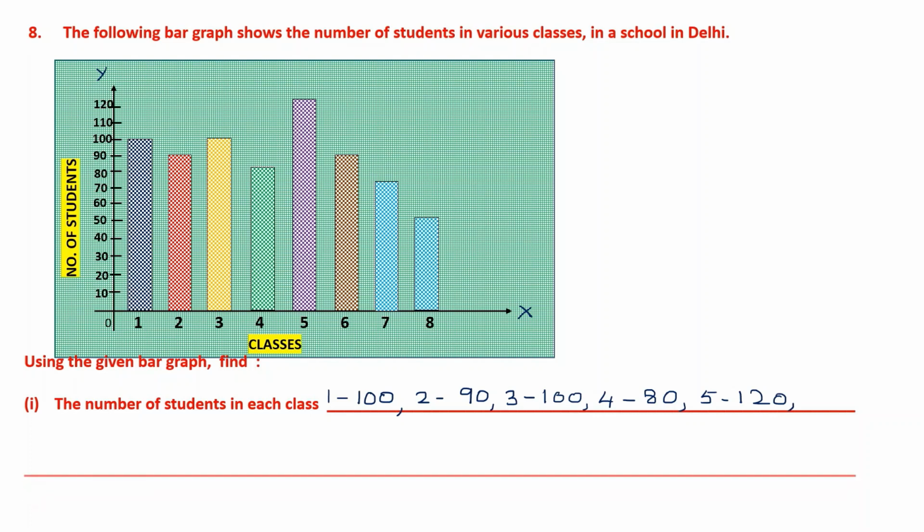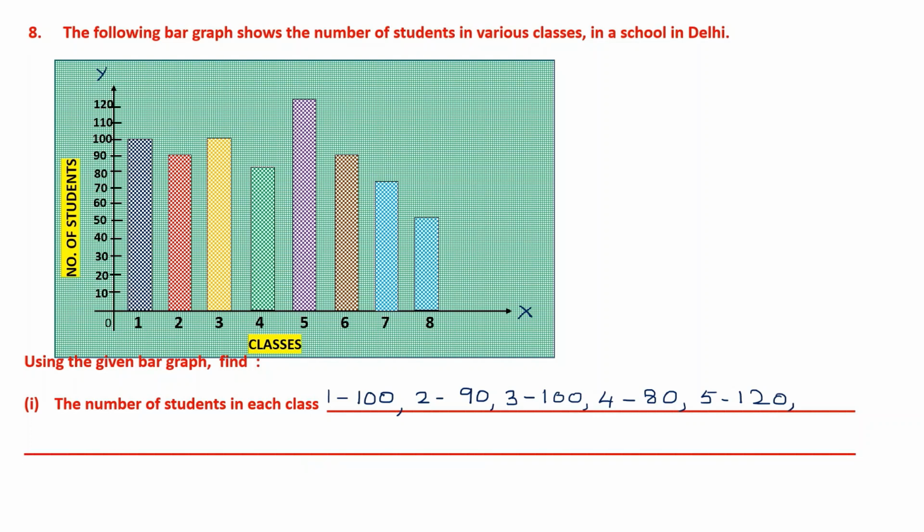Now let's go to class 6. Class 6, follow the bar, go right up to the top. Again follow it with your ruler and touch the y-axis. You will see that there are 90 students. So class 6 has 90 students. Now let's look at class 7. This is the bar for class 7. Go right up to the top, follow with your ruler, touch the y-axis, you will see it's 70 students.